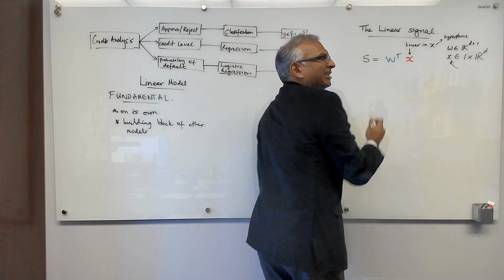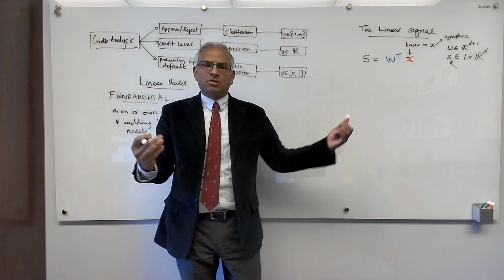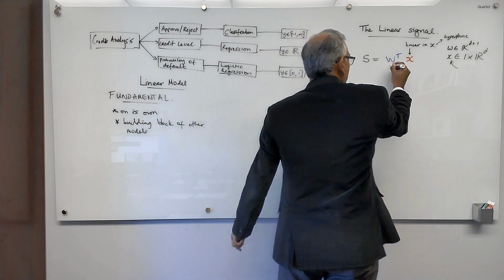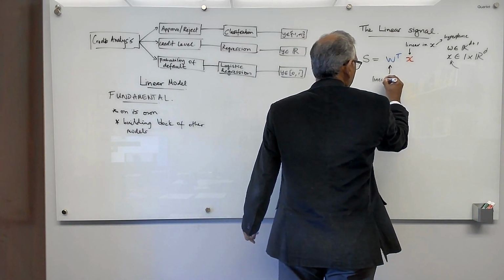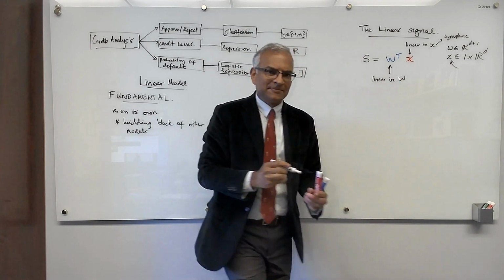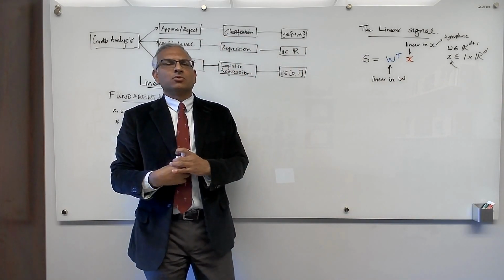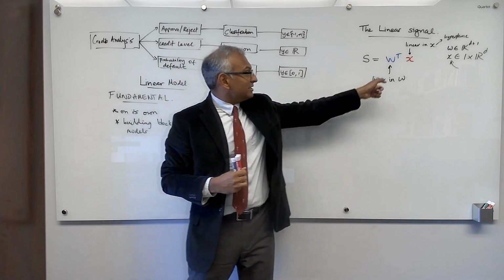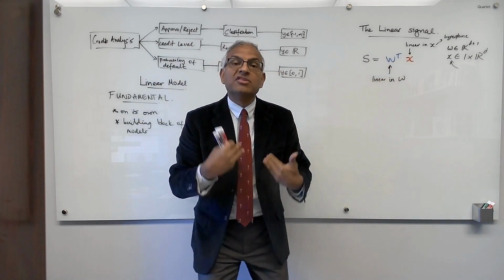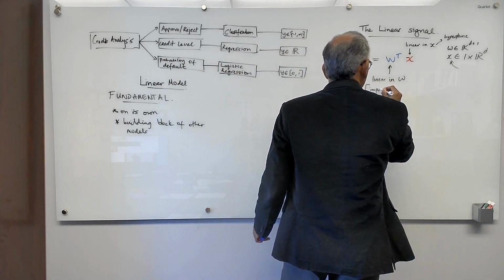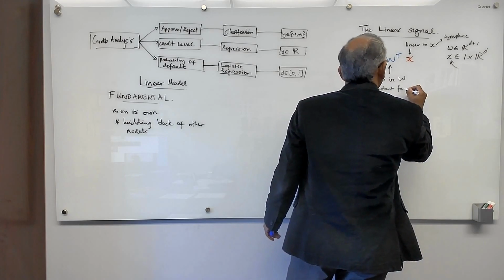But linear just means the power, the order of X in this signal, is 1. It's also linear in the weights. So linear in W, the weights. And that's the type of linear that we are really focusing on when we say linear signal, because linear in the weights is what makes the algorithms go. So this is important for algorithms.